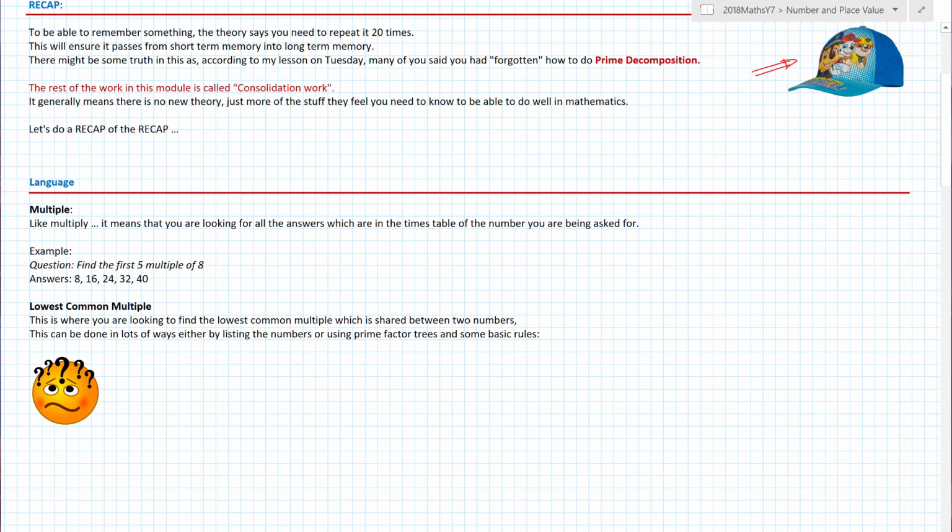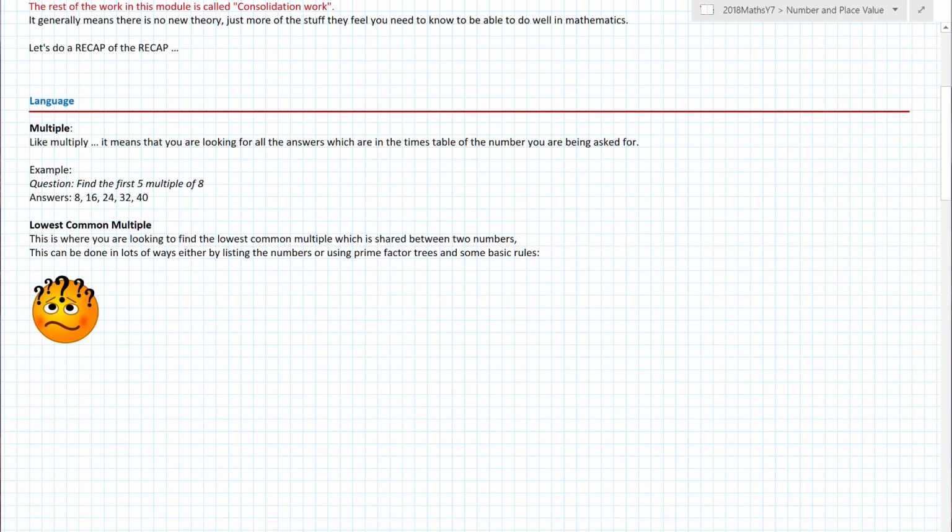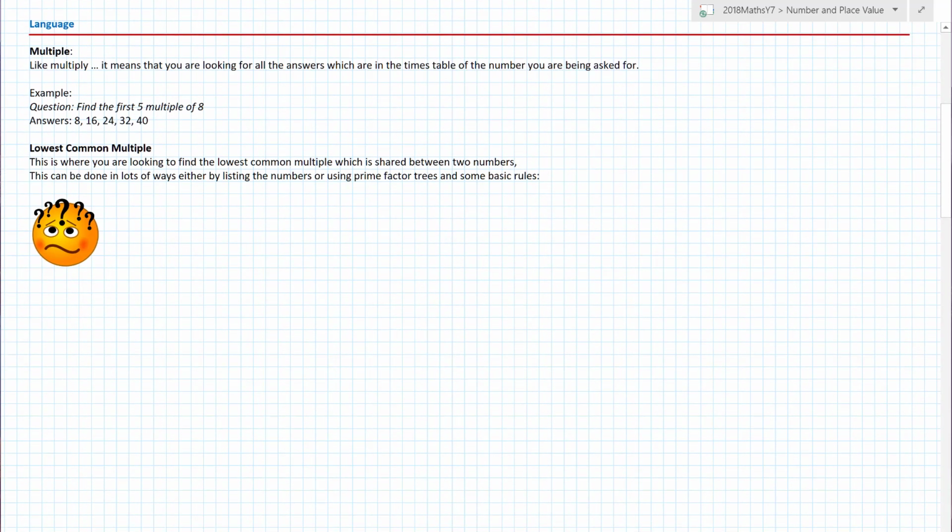To be able to remember something, apparently, if you do something 20 times, it will pass from short-term memory into long-term memory. Well, that's pretty awesome. That's why sports people do so much practice, and the same must be true for mathematics. The reason we get you to do lots of questions is so that you can practice and pass it from your short-term memory into your long-term memory. So realistically speaking, the rest of the work we're going to do is actually consolidation. It's work we've already done that will allow you to remember and put it from short-term memory into long-term memory. So let's go and do a swift lesson today.